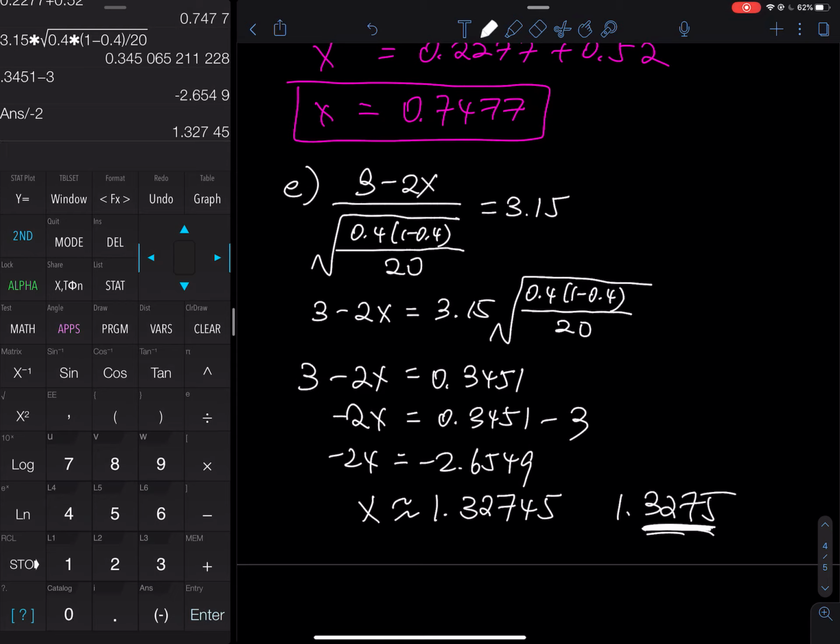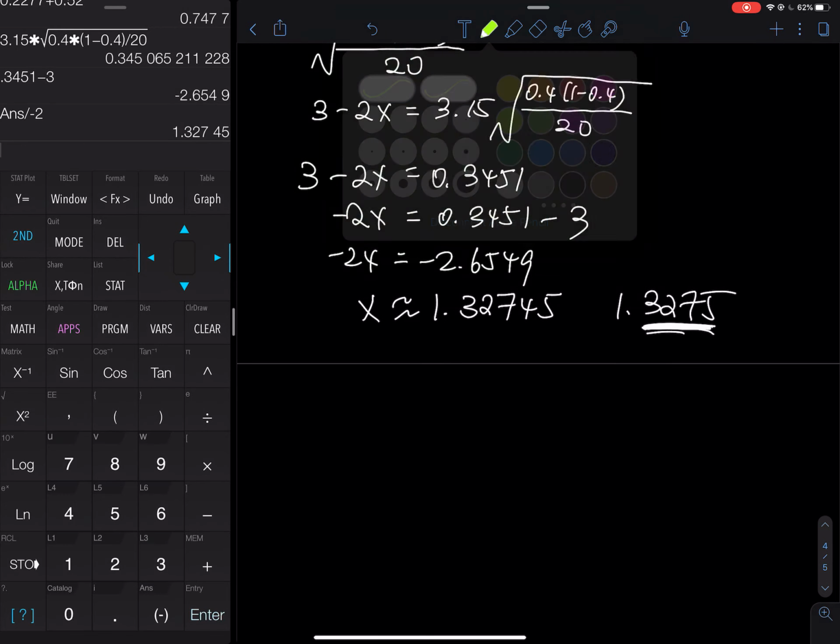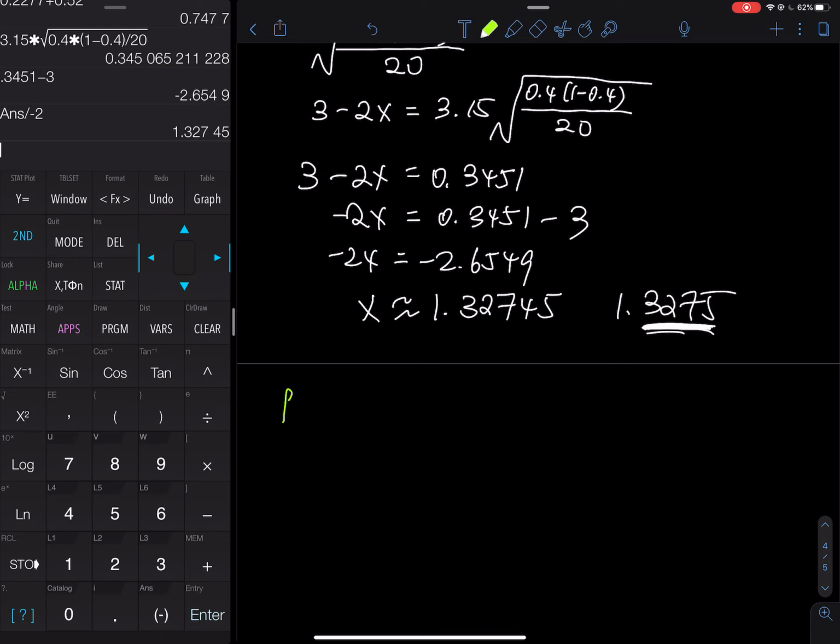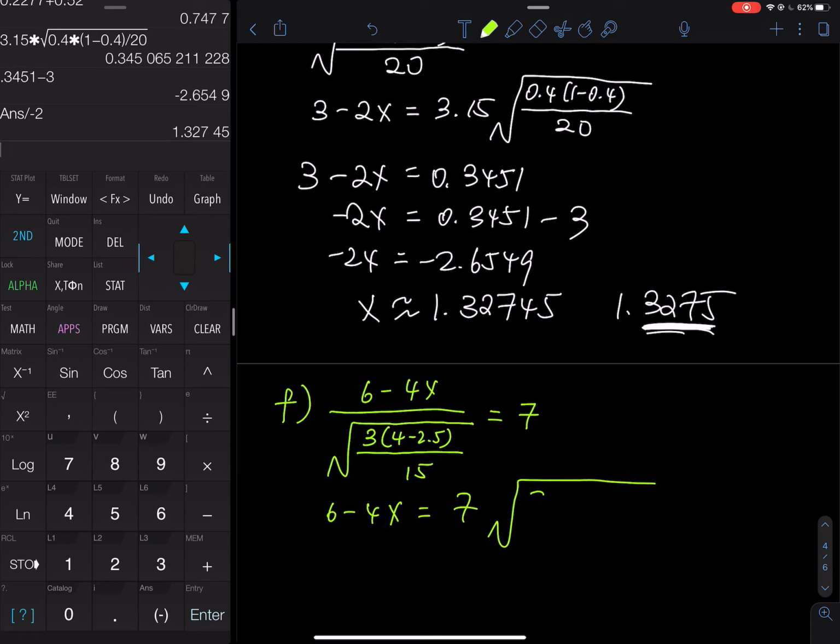So that is E, and then we have one more to go. F. 6 minus 4x divided by the square root of 3 times 4 minus 2.5 divided by 15 equals 7. So first 6 minus 4x, we have 7 times this big square root term. Okay, let's do it. 7 times square root 3 times open parenthesis 4 minus 2.5 close parenthesis divided by 15.